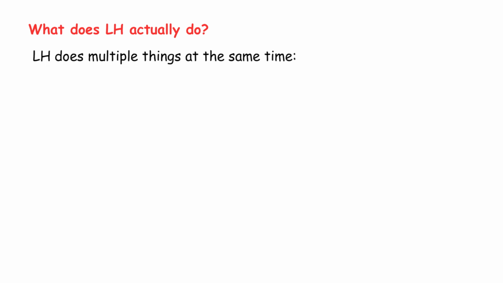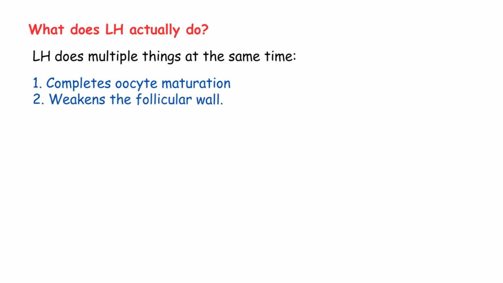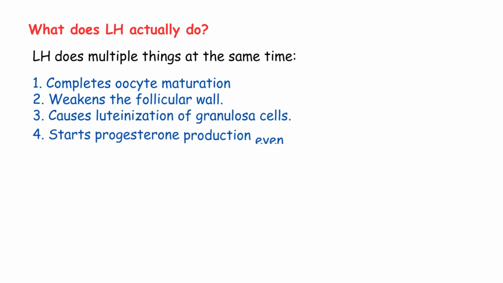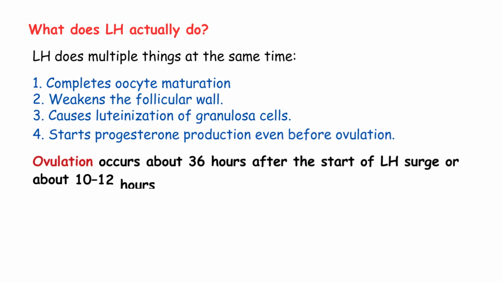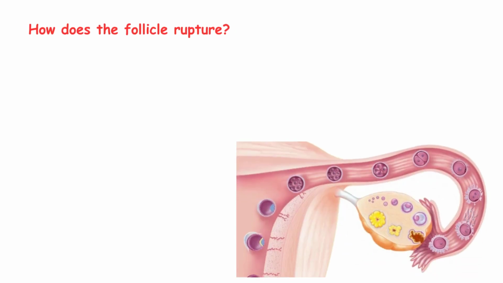What does LH actually do? LH does multiple things at the same time. 1. Completes oocyte maturation. 2. Weakens the follicular wall. 3. Causes luteinization of granulosa cells. 4. Starts progesterone production even before ovulation. Ovulation occurs about 36 hours after the start of the LH surge, or about 10 to 12 hours after the LH peak.